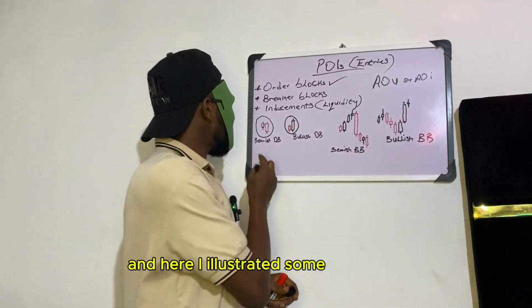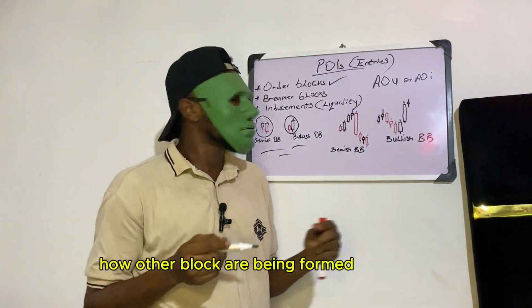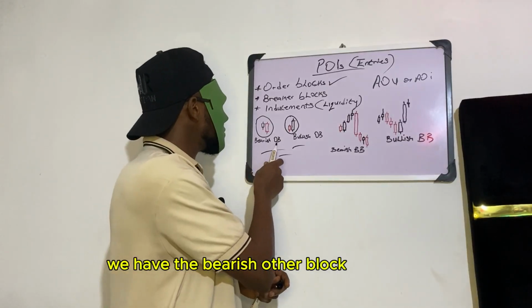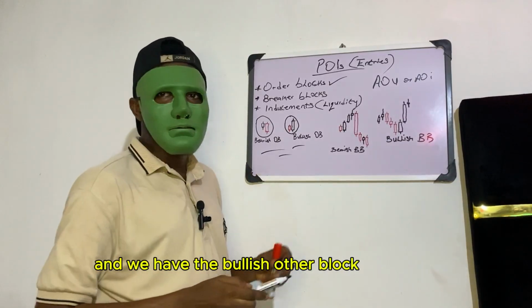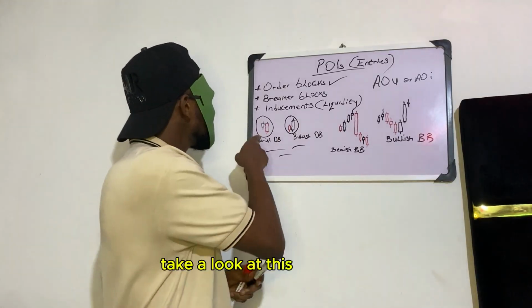And here I illustrated how order blocks are formed. Now take a look at this. We have two different types of order block: the bearish order block and the bullish order block, just as I illustrated on the board.